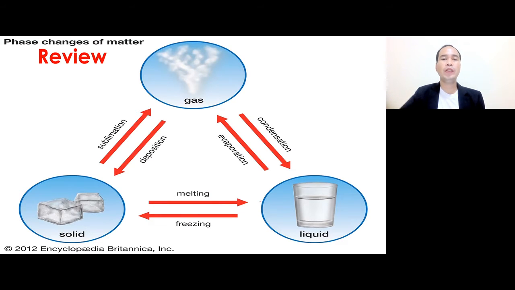If you want your liquid to become your solid, you're going to remove heat. So that is the process of your freezing. The same way with your gas. If you want to make your gas to liquid, you have your condensation. If you want to make your liquid to gas, then you have your evaporation. If you want your solid to become gas, then you have your sublimation. If you want your gas to become solid, then you have your deposition.